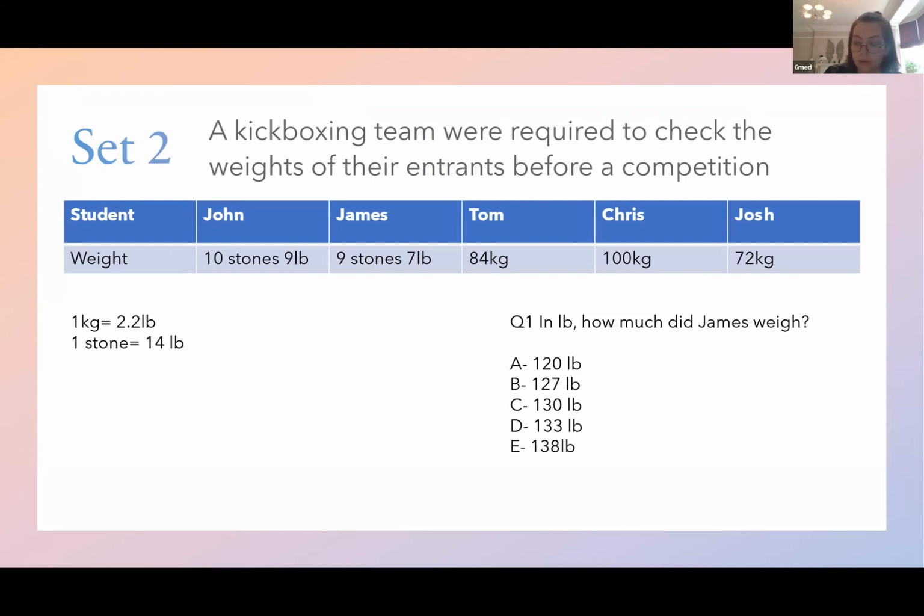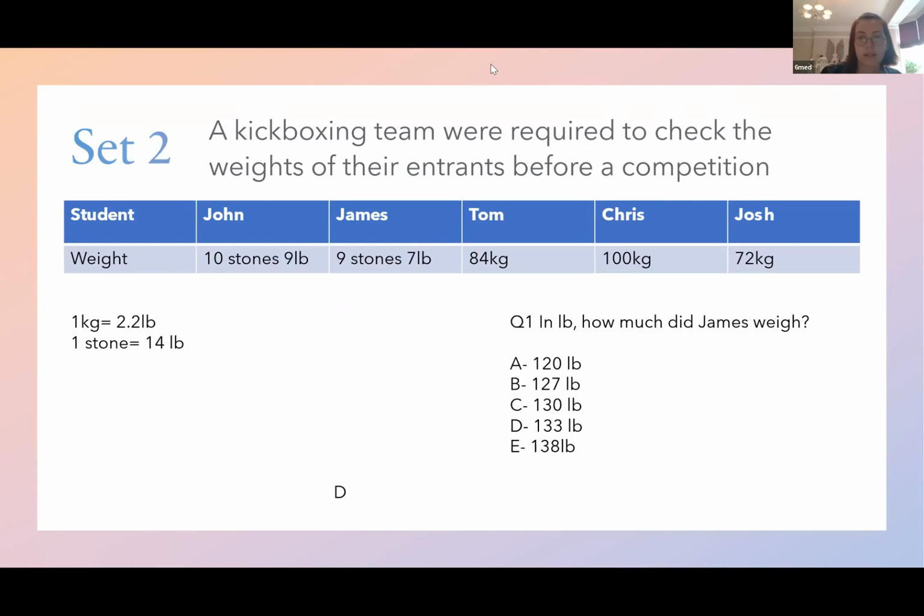45 seconds gone, sorry. Okay, and that's time. Put your answers in the chat for this one. Hopefully this one was a little easier. This one's quite self-explanatory. D, well done. I saw a lot of D in the chat, so well done everyone who did that one.